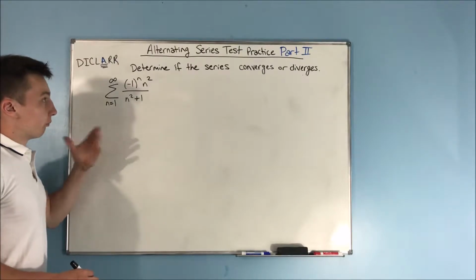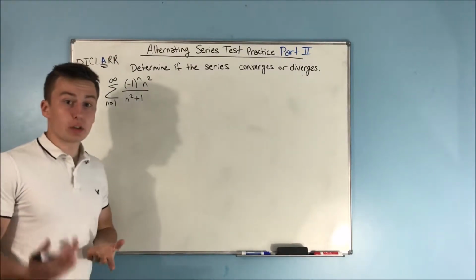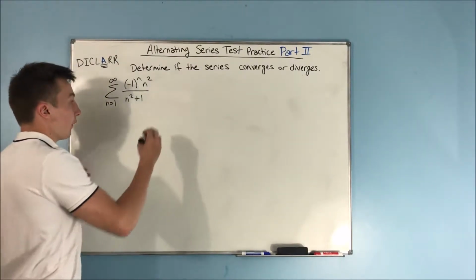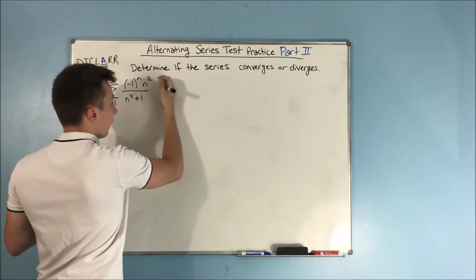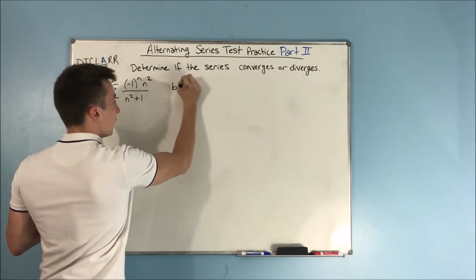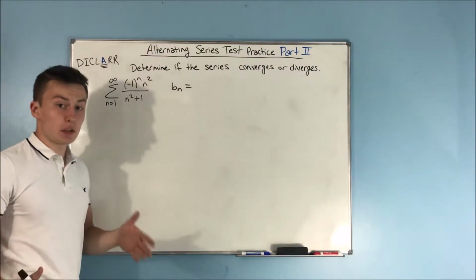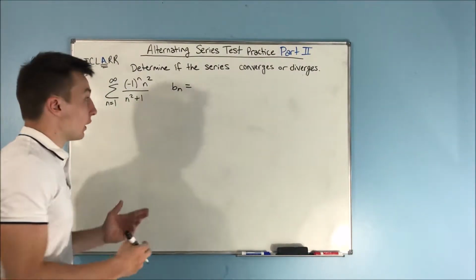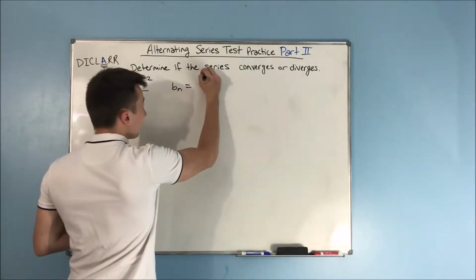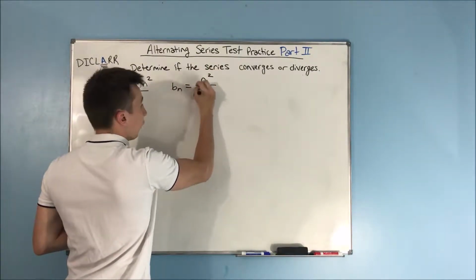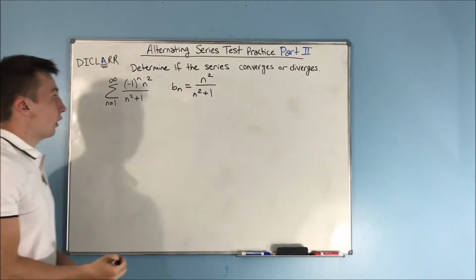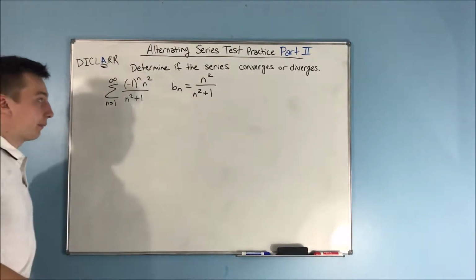The first thing we need to do if we want to use the alternating series test is figure out that b sub n. To figure out b sub n, we just take away this -1 to the n, right? That's what's making this alternating, so that's what we take out to get our b sub n. That gives us n squared over n squared plus 1. All we did was remove that -1 to the n.